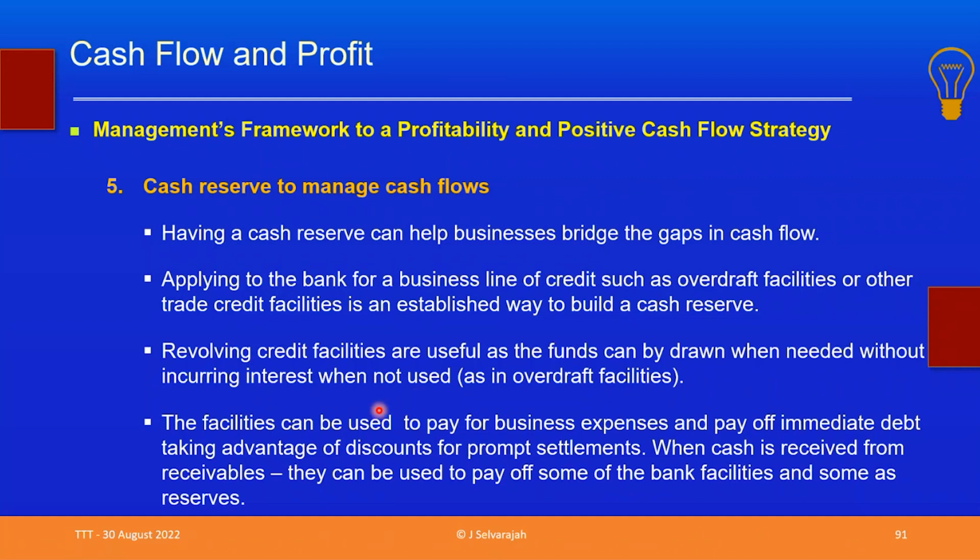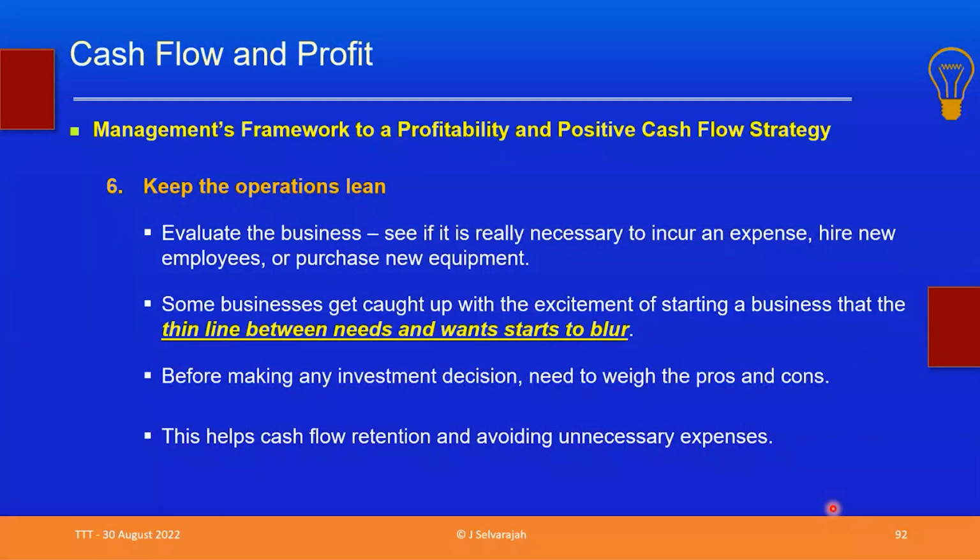Right? The facilities can be used to pay the business expense and pay off immediate debt, taking advantage of discount and prompt settlement. When cash is received from a receivable, it can be used to pay off some of the debts and the bank facility. So here is how you try to manage it. And then you go back to the profit and loss account and the cash flow statement. And then you can see how you drive the cash flow.